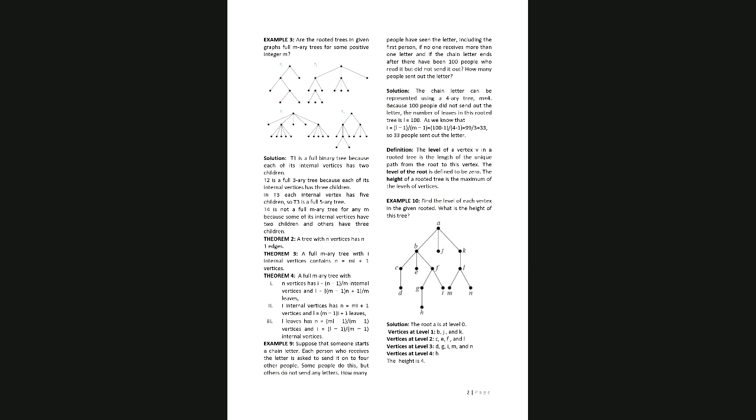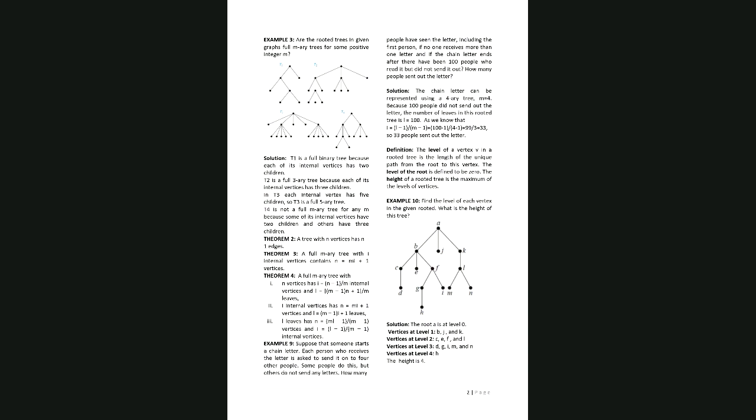So see here how many vertices it has. 1, 2, 3, 4, 5, 6, 7, 8, 9, 10, 11, 12, 13. That means 13. How many edges must there be? 12. See here, 1, 2, 3, 4, 5, 6, 7, 8, 9, 10, 11, 12. So this theorem holds: a tree has n vertices and n minus 1 edges.